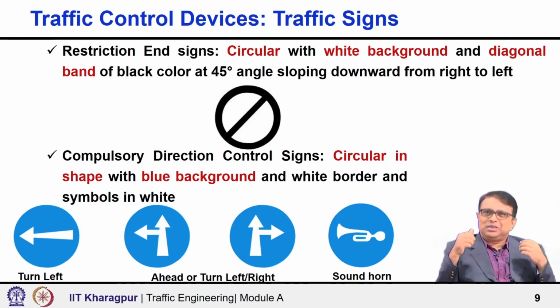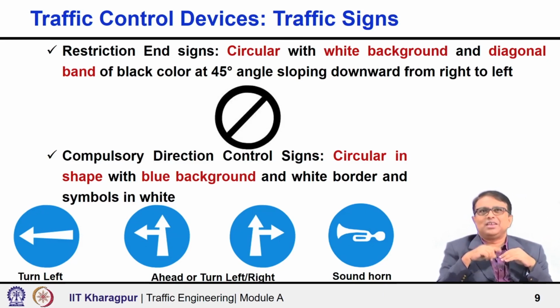Now, there is an end to that restriction also. So, how do the drivers know that now I am out of this 30 kilometer restriction zone? This is the sign, restriction end sign, installed there. It is circular with white background and a diagonal band of black color at 45-degree angle, sloping downward from right to left, exactly the way it is shown. So, if you see this kind of sign, you know that whatever restrictions were communicated to you, now those restrictions are removed.